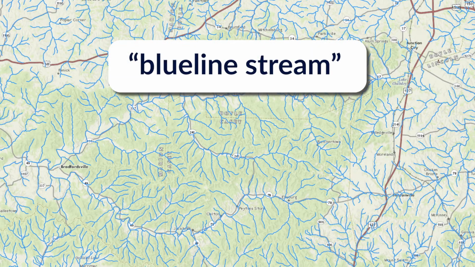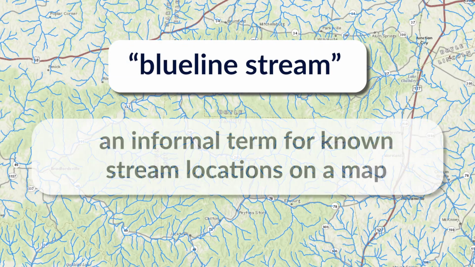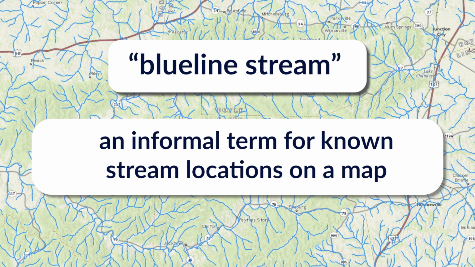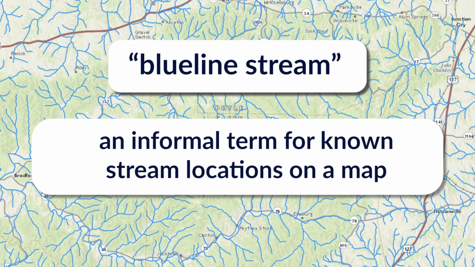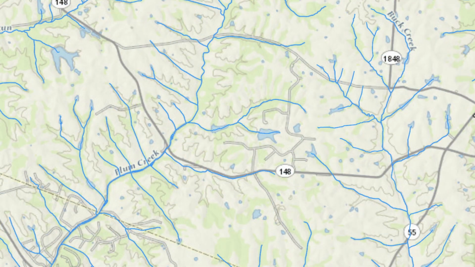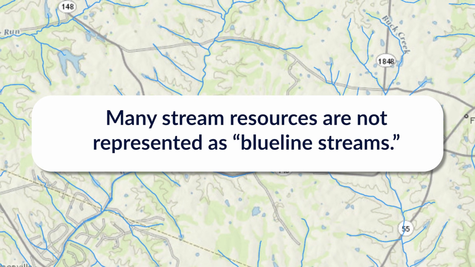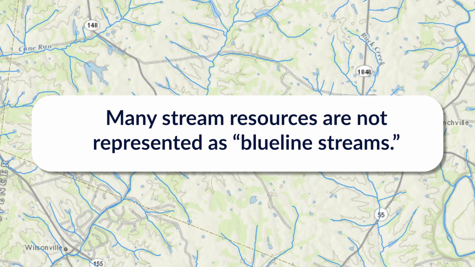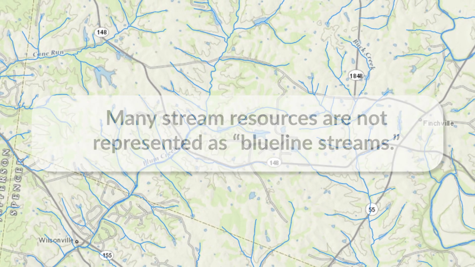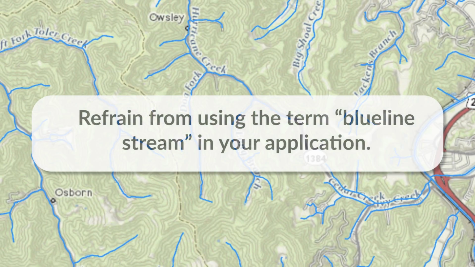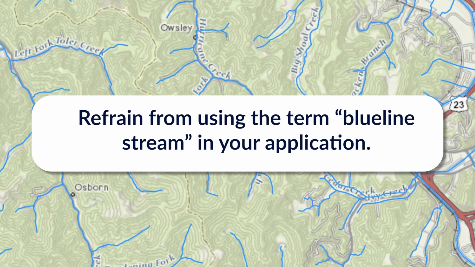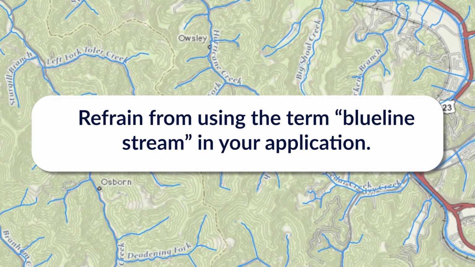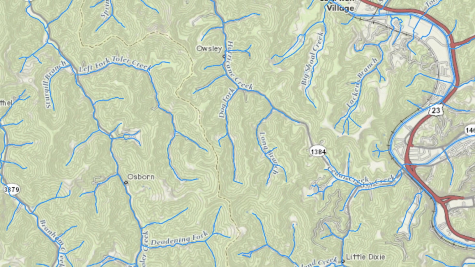What is a stream? Although the term blue line stream is heard often, a blue line stream really just relates back to the blue lines identifying known stream locations on topographical maps. This can be helpful in high-level overviews, but really misses a lot of stream resources that are both present and regulated as waters of the Commonwealth in Kentucky. Blue line stream is not used in regulatory decision-making or to determine whether or not a permit is needed.